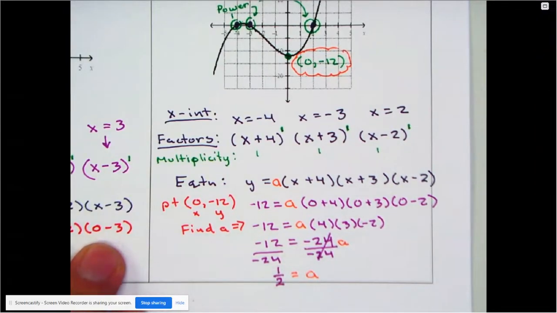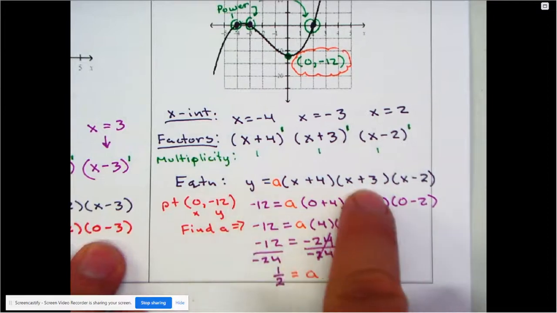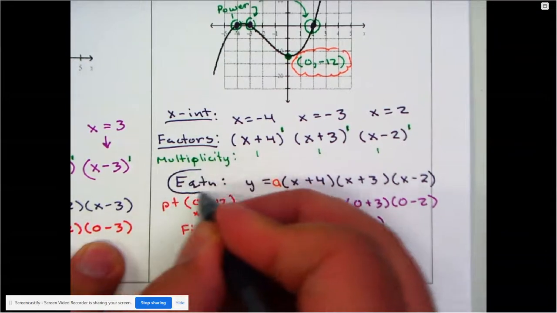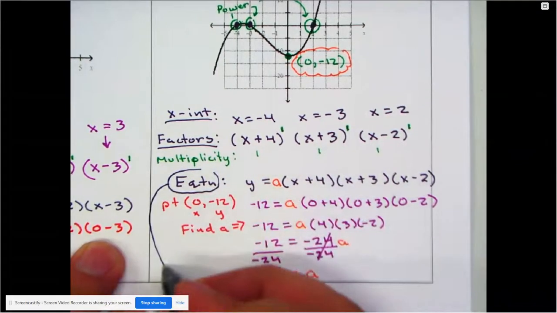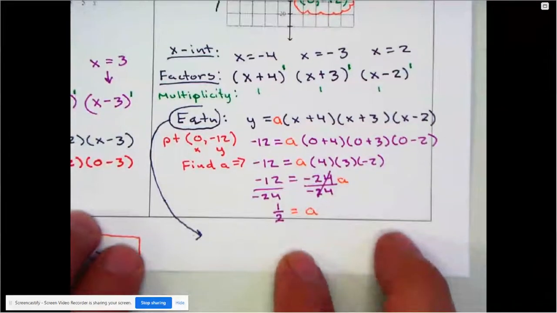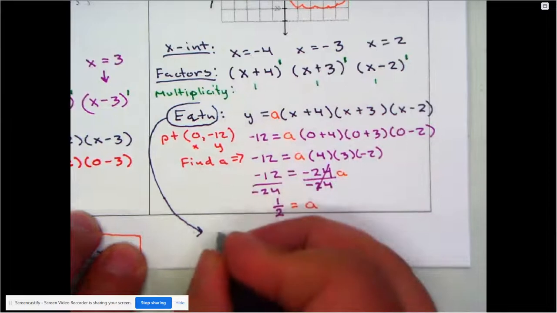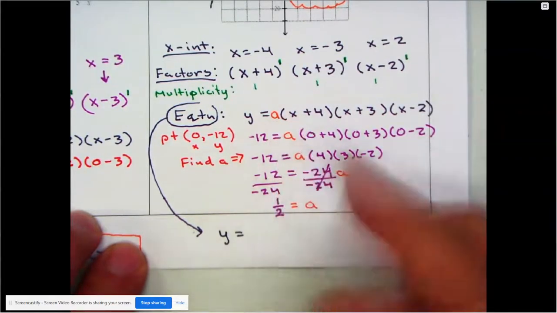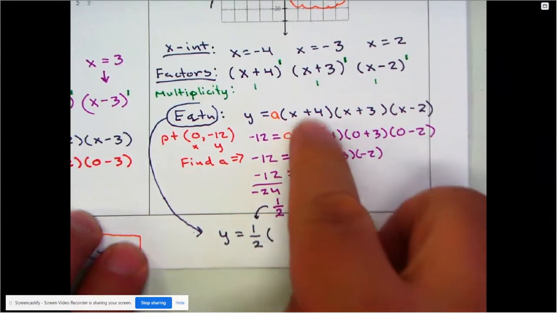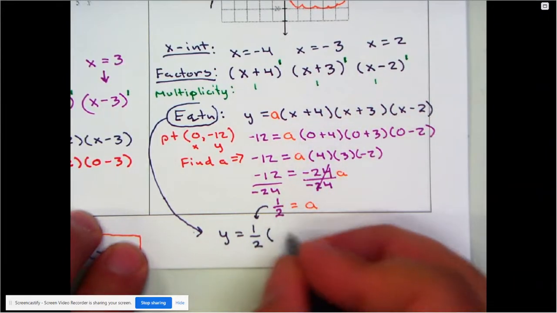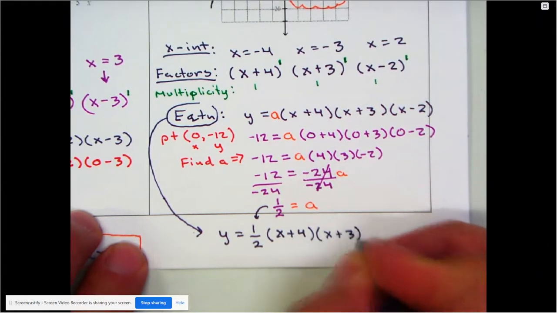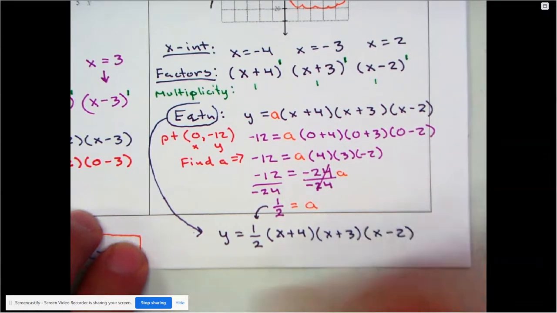So now I'm ready to actually go back up here. Remember, this is where my equation was. It just wasn't quite done because I needed that a value. So I'm going to bring this equation back down here, and now we can actually finish writing it out. We don't need the picture there anymore. So we end up with y is equal to, we already know our a value, so we finally get to bring it in. And now I'm just going to copy the rest of my factors like we had earlier. So x plus 4, x plus 3, and x minus 2, with now our a value.